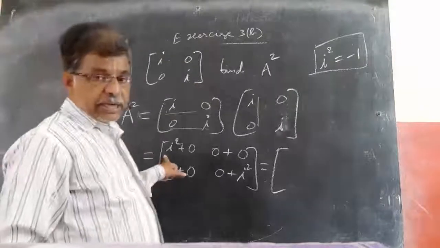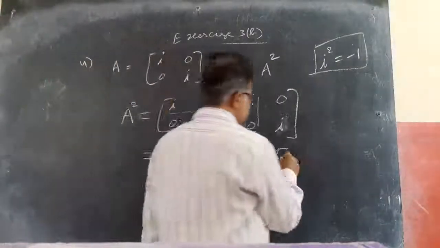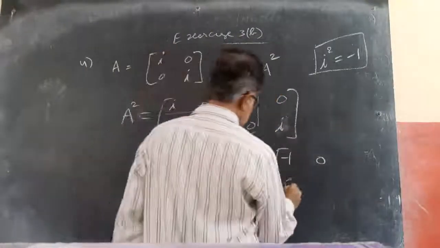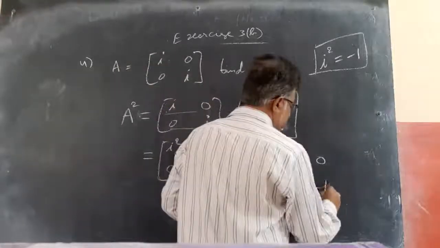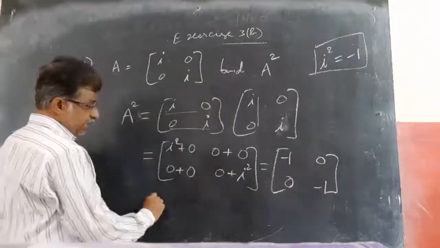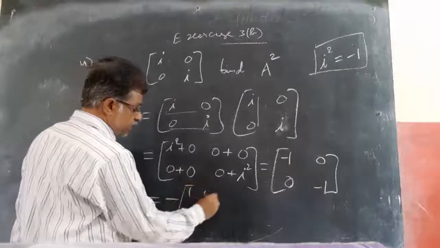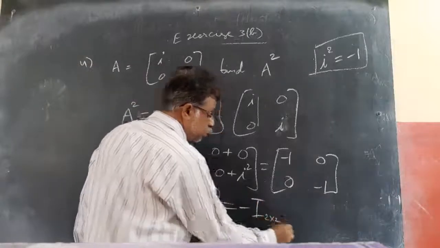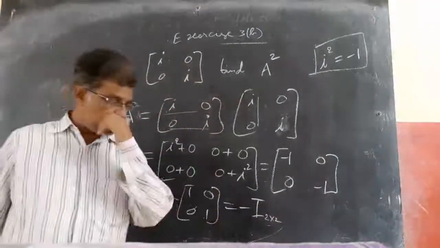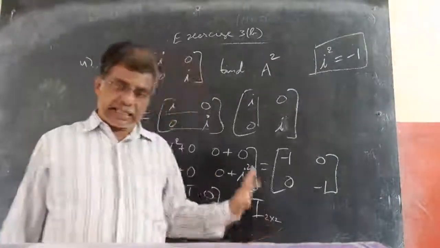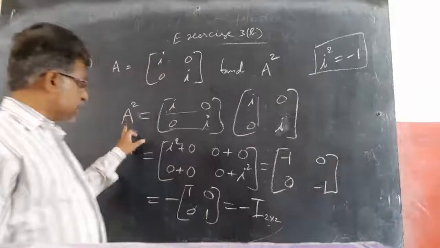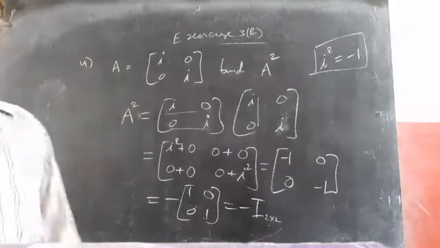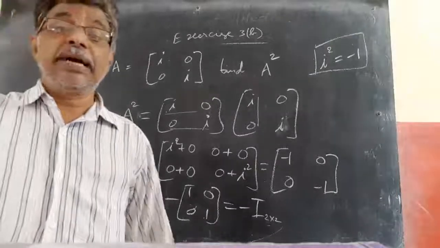Now I told you I square is minus 1. So minus 1 plus 0 is minus 1. This is 0 plus 0, 0. And 0 plus 0, 0. 0 plus minus 1, I square, so minus 1. If I take minus common, it becomes [1, 0; 0, 1], which is nothing but the identity matrix. So minus I, where I is of size 2 by 2. Even if you don't write 2 by 2, it doesn't matter, just write I. So A square equals, we got finally, minus I. This is what the fourth sum is. Like this we will continue in the next class, matrix multiplication.